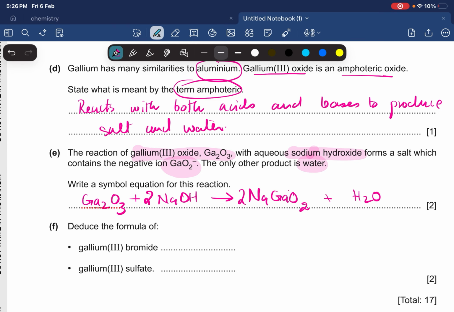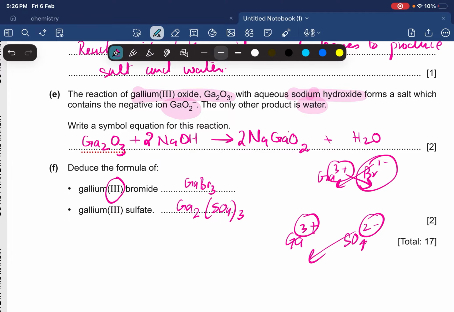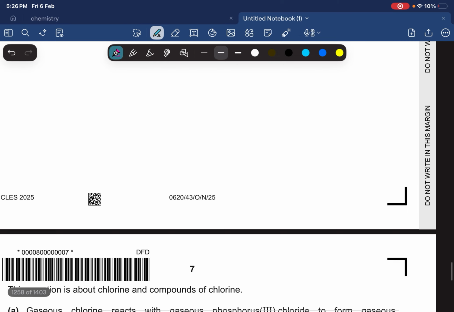Deduce the formula of gallium(III) bromide, GaBr3. What's the difficulty? 3 means it has a positive 3 charge, so it's going to be Ga3 positive, Br1 negative, crisscross. We require 3 bromides to balance out the 3 positive. Gallium(III) sulfate, Ga2(SO4)3. Why? Because gallium has a charge of 3 plus and sulfate has a charge of 2 negative. This 2 negative comes down here, this 3 positive comes down here, and it becomes Ga2(SO4)3.